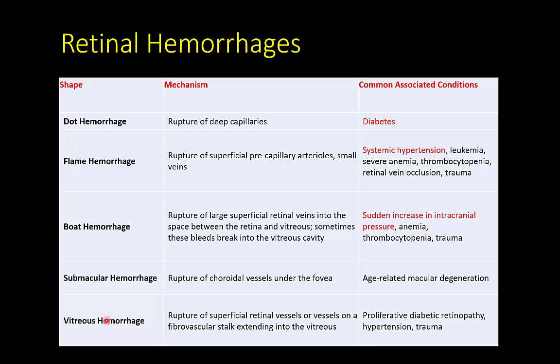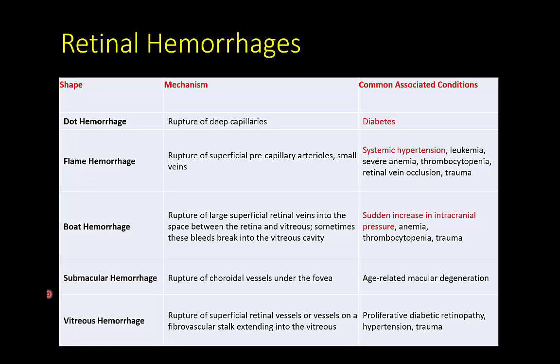Now, the next major thing to talk about is retinal hemorrhages. There's different types of retinal hemorrhages and they're associated with different conditions. So the ones that we care about the most are really the first three. The dot hemorrhage, or known as dot and blot. This most often occurs in diabetes, sometimes occurs in hypertension. This occurs from rupture of deep capillaries.